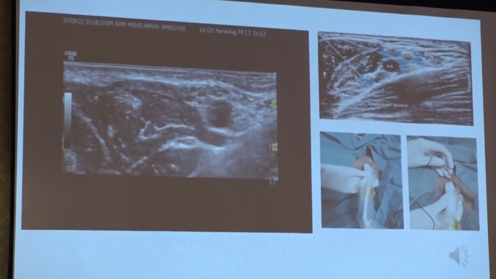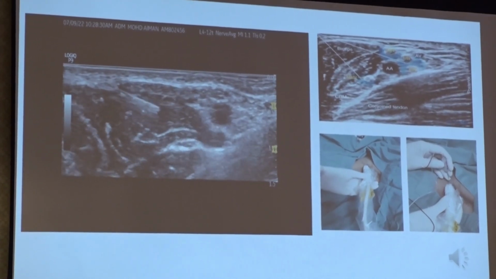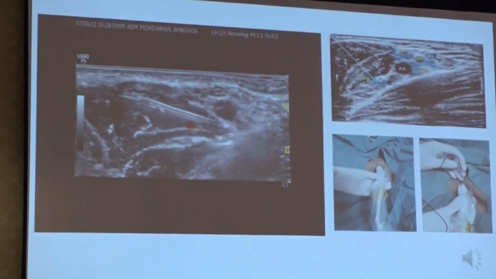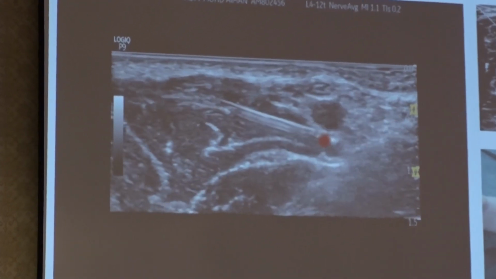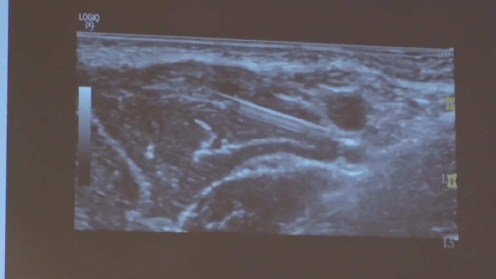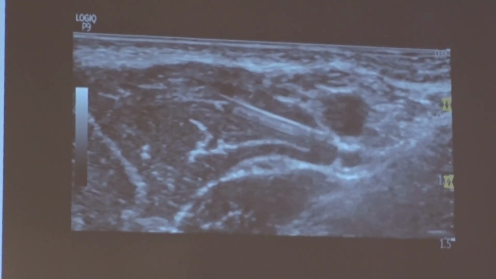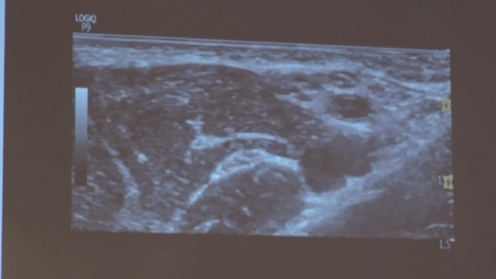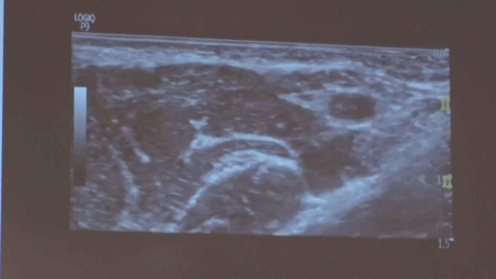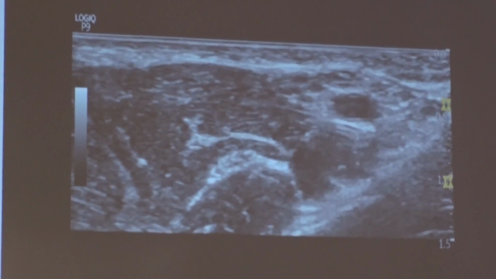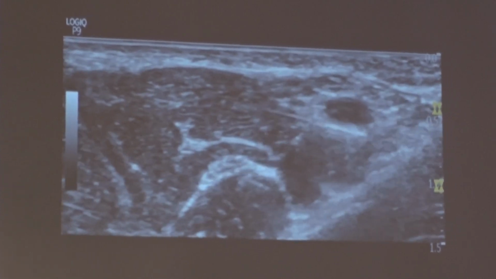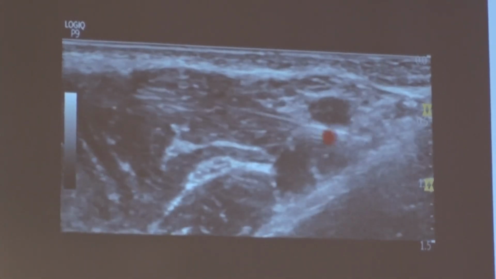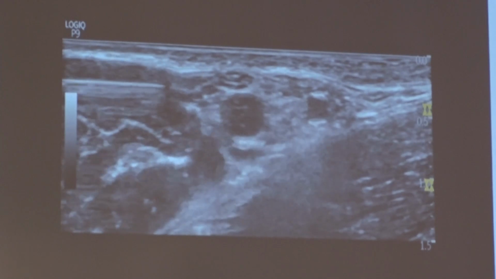So you can see the needle approaching from the lateral aspect of the probe. This is a perivascular technique, so I'm aiming at the posterior part of the artery. I'm injecting around 10 mL of local anesthetic there. You will see the hydrodissection, and then the pool of local anesthetic.